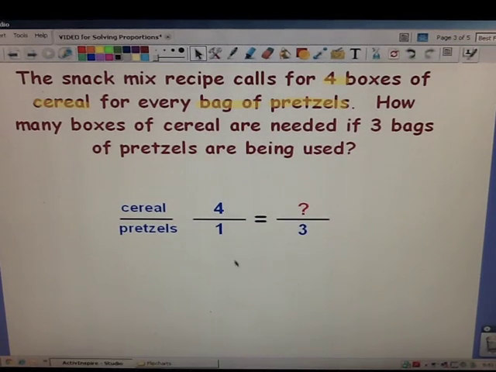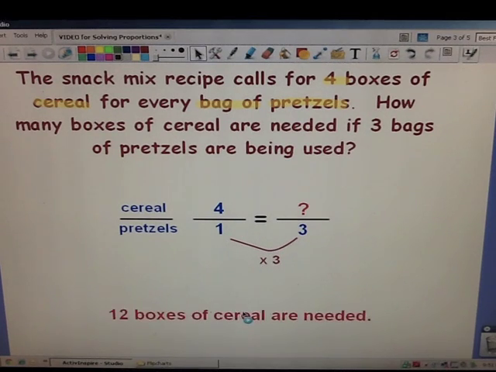Again, find your scale factor. What can you multiply 1 by to get 3? Well, it's going to be a scale factor of 3. And 4 times 3 is 12. So our answer is going to be 12 boxes of cereal are needed. It's not 12 to 3. That's not our answer, that's the rate. Our answer to the question is 12 boxes of cereal.